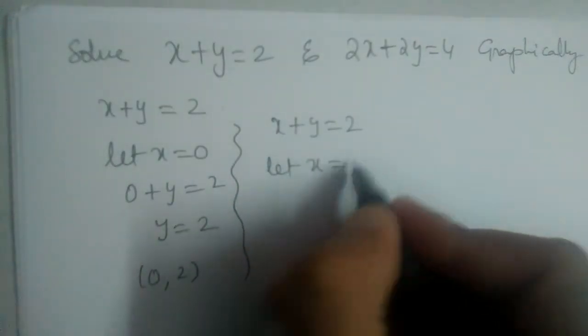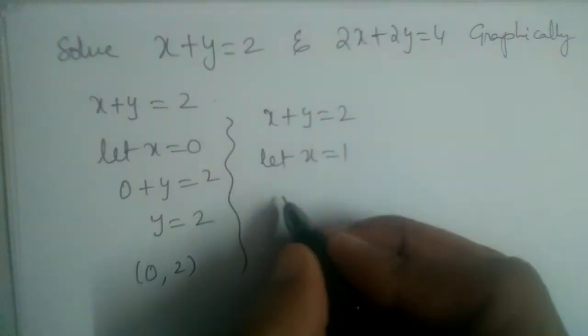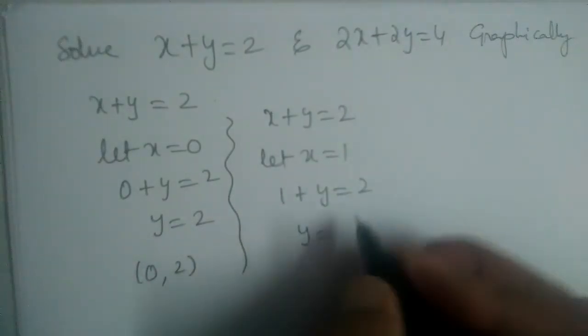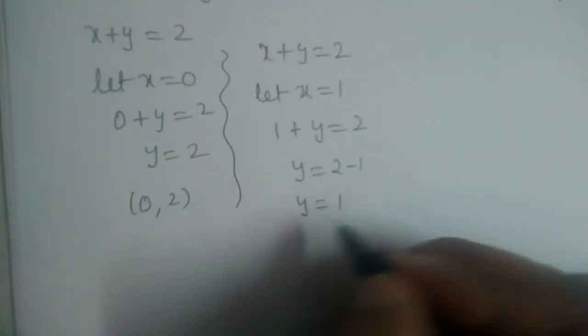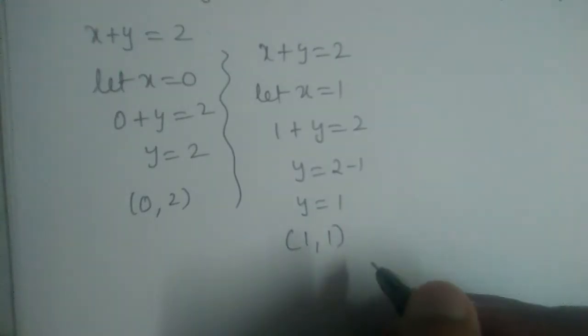So let us take x = 1 now. It is up to us. We can take any value we like, right? So now this will become 1 + y = 2. So y will be equal to 1 goes on the other side becomes minus 1. So this is 1. So (1, 1).